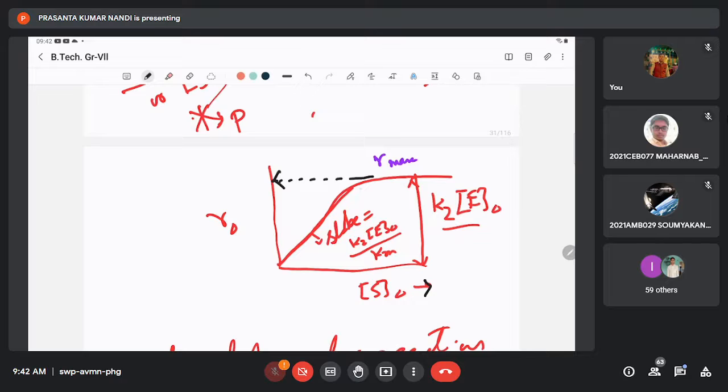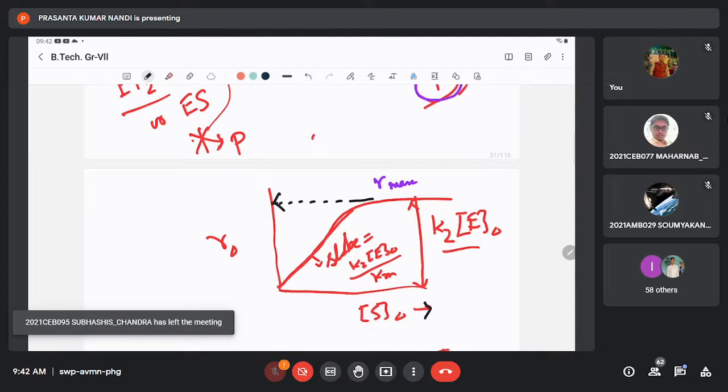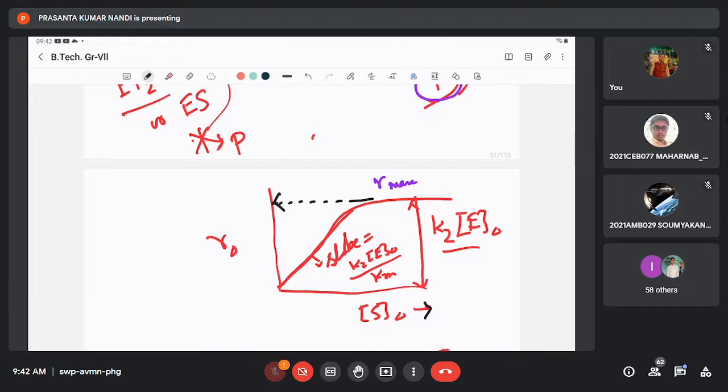And initially it seems to be a straight line. So that's why the slope of this curve would be equal to k2 e0 by Km, right? So this is the actual plot. R max is the limiting value of R0 when substrate concentration is taken in large extent. And if you plot that equation, R0 versus S0, then we get a shape of the curve like this.